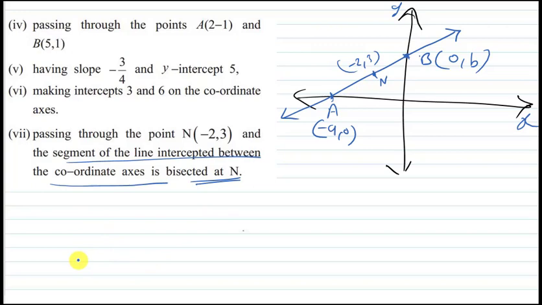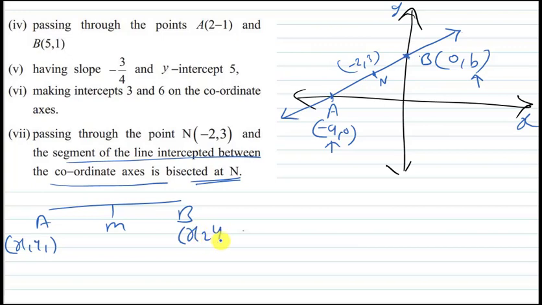So here, if I know the values of a and b, I can easily find the equation of the line by using the double intercept form, because a and b are the intercepts of the line, right? So how to find a and b? Here we will use the information that N is the midpoint of AB, by using the midpoint formula. You know what is meant by the midpoint formula. Let M be the midpoint of AB. A has coordinates (x1, y1), B has coordinates (x2, y2). Let's suppose the midpoint M has coordinates (x, y).